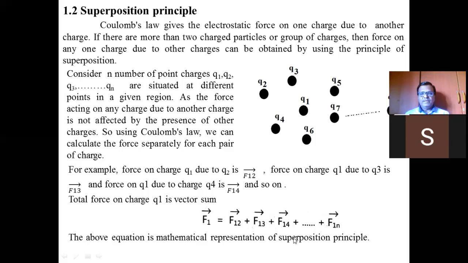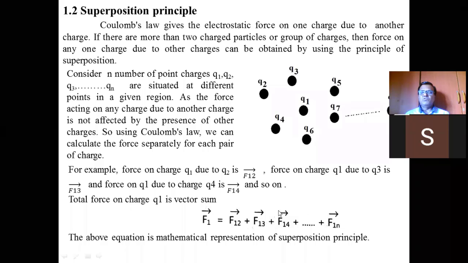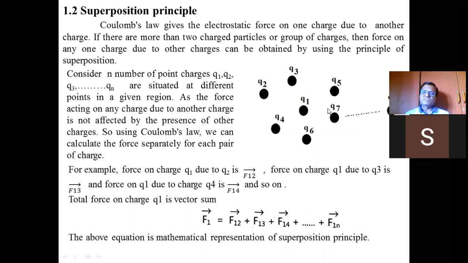In this way, we can calculate the force exerted on any one charge due to all other remaining charges. Suppose we want to calculate force exerted on charge q2, that is called F2 bar. Then first we have to calculate force exerted on charge q2 due to charge q1, then force exerted on charge q2 due to charge q3, then force exerted on charge q2 due to charge q4, and so on. And then adding all these forces, we get the resultant force exerted on charge q2 due to all other remaining charges.